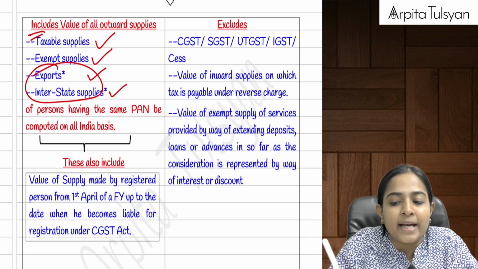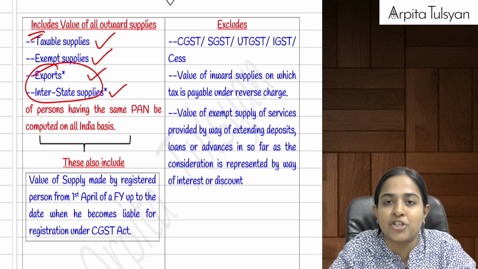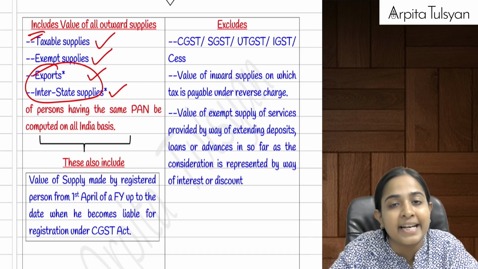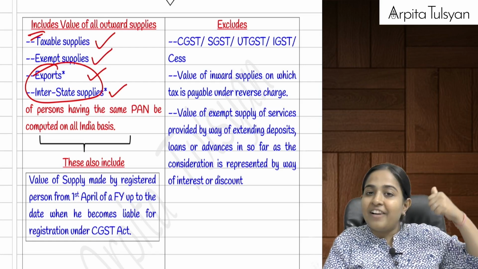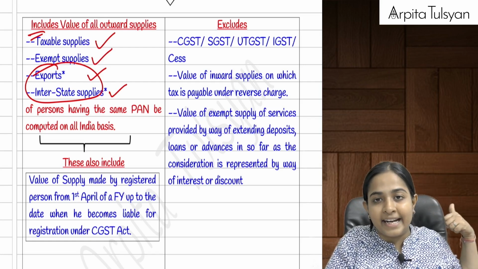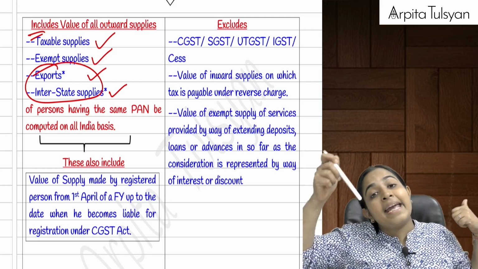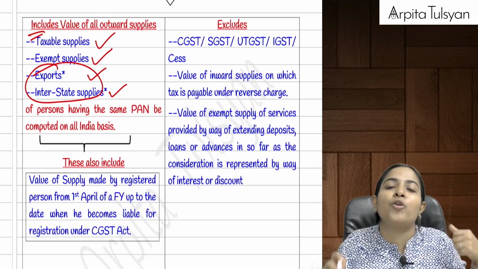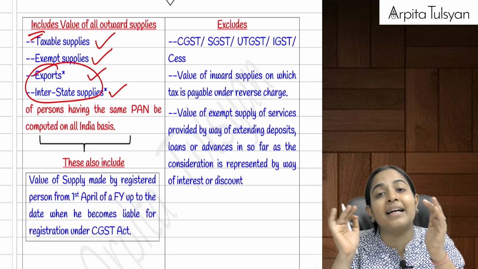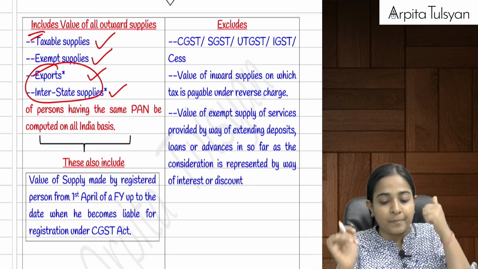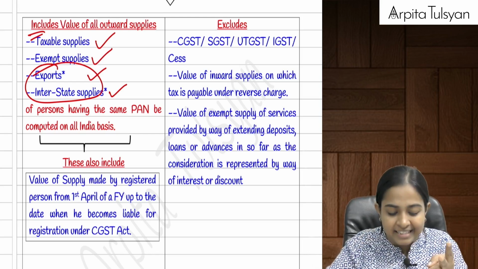Now, I told you that if that person wants to come under the composition scheme, he should not be engaged in exports and interstate supply. Yes, but here we are calculating for the last year. If last year he did export and interstate, then that is okay. But in the current year, when he opts for the composition scheme, he should not be doing export or interstate supply. So this we are including for the last year just to check my aggregate turnover of the preceding financial year: taxable supply, exempt supply, export supplies, interstate supplies.